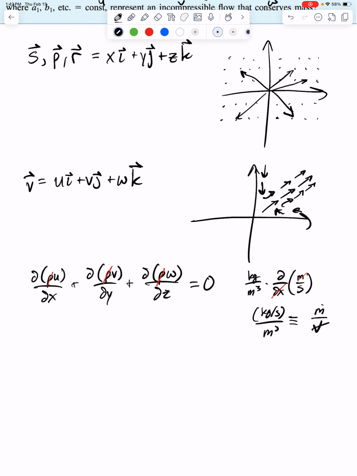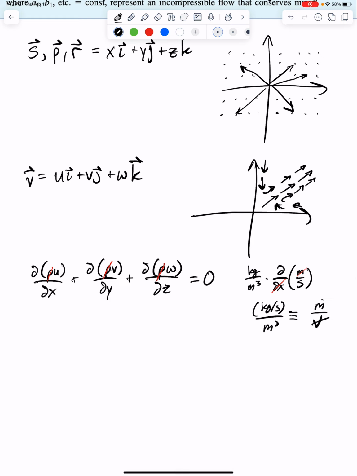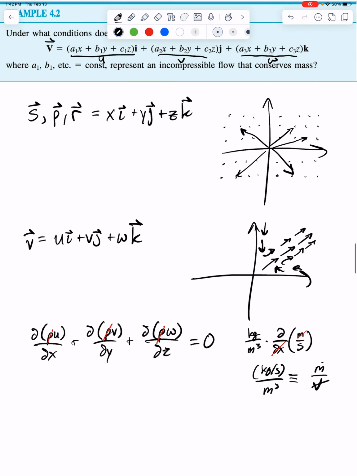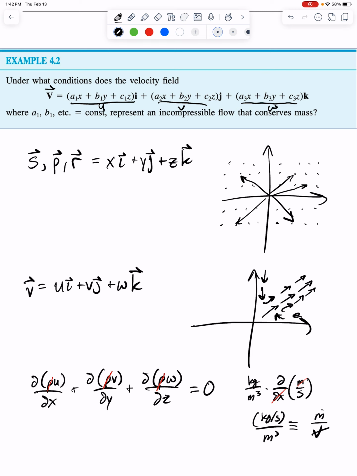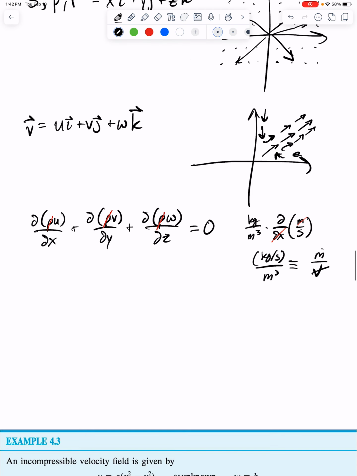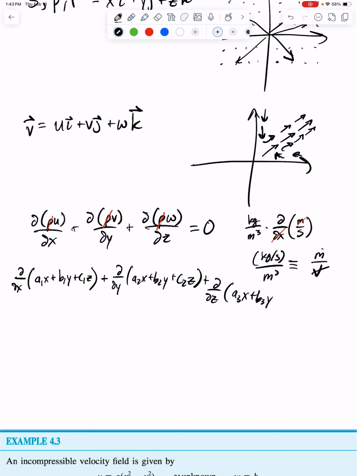Okay, we're back to this equation. Over here, all of our densities cancel out, so we're left with differential of u with respect to x, differential of v with respect to y, differential of w with respect to z. We're going to now plug the equation given to us into this new equation we have for conservation of mass. So we have differential of x of a1x + b1y + c1z, plus differential of y of a2x + b2y + c2z, plus differential of z of a3x + b3y + c3z, all should equal 0.